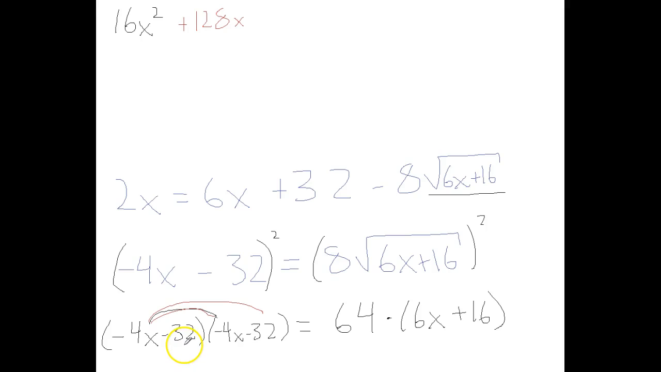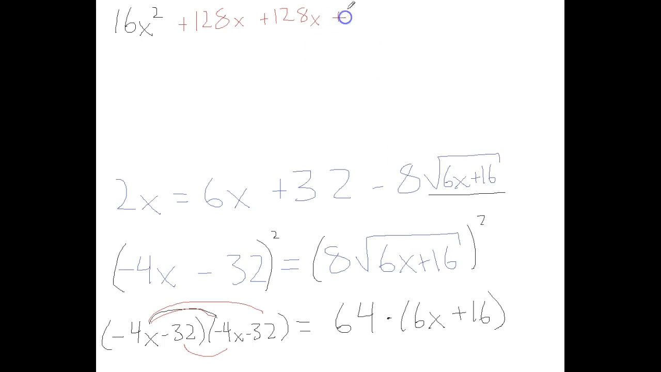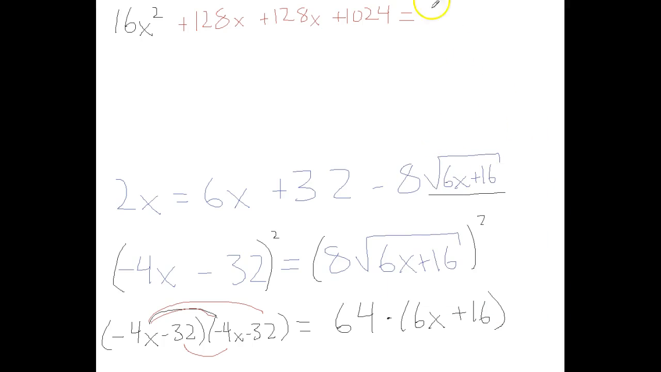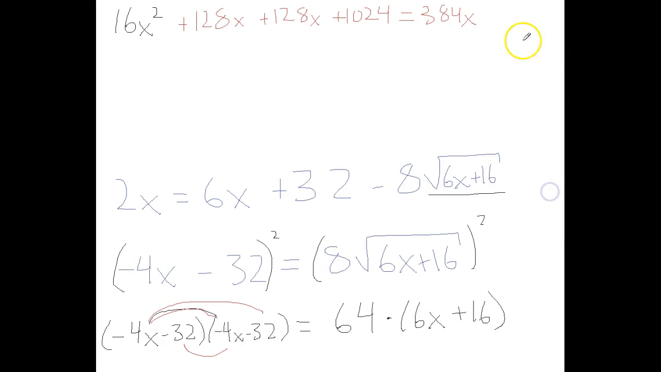And then the same thing here, -32 times -4x is a +128x. And then 32 times 32 is 1024. And on the other side, we have 64 times 6 is 384x. And then 64 times 16 equals 1024.